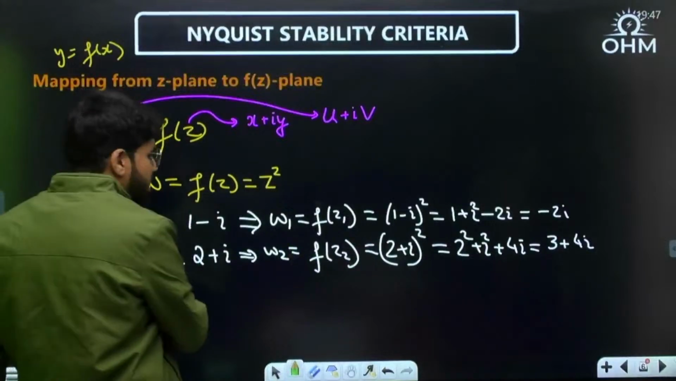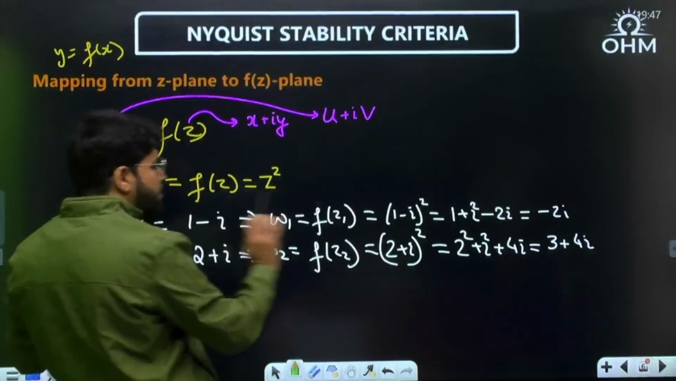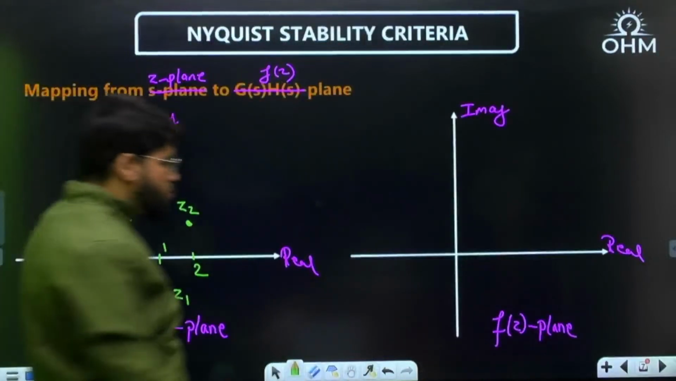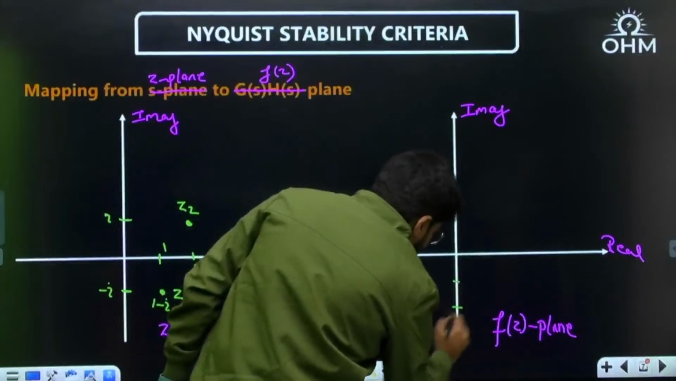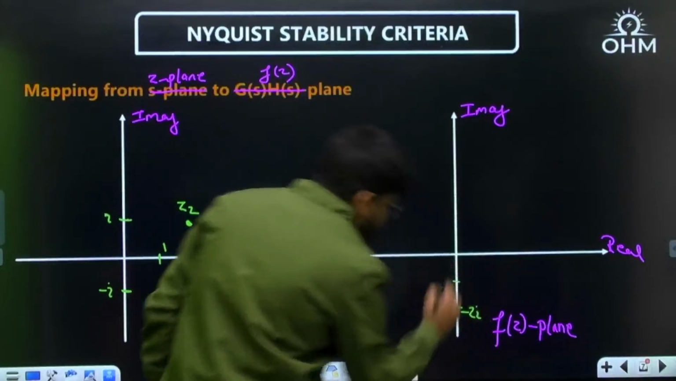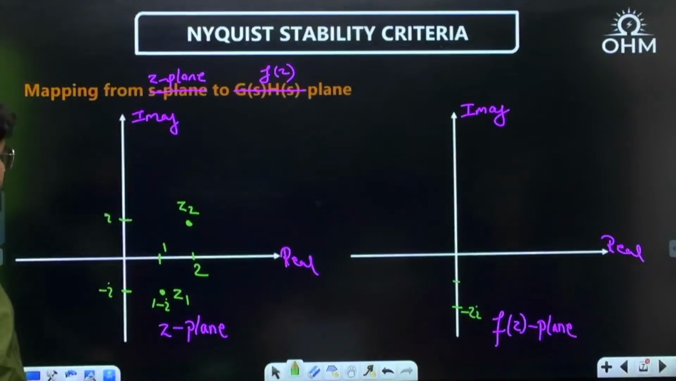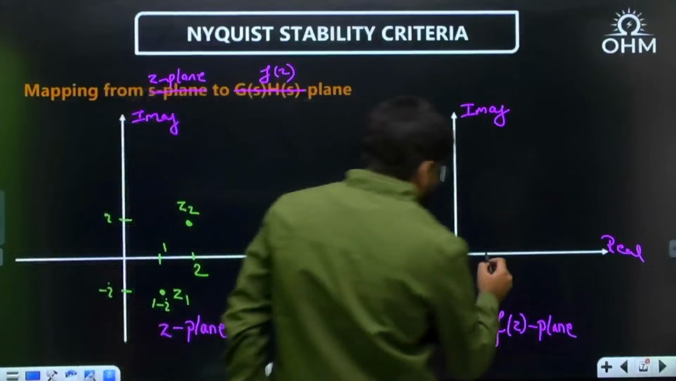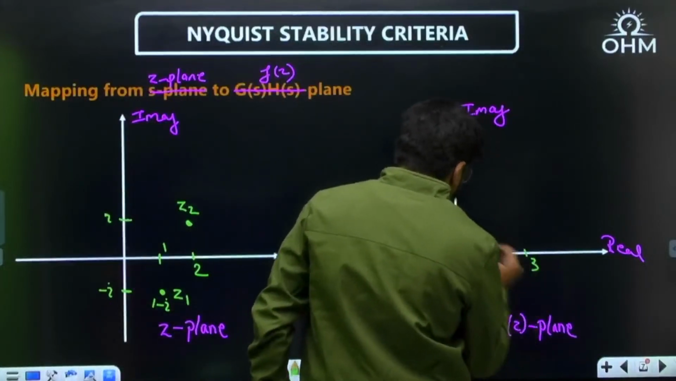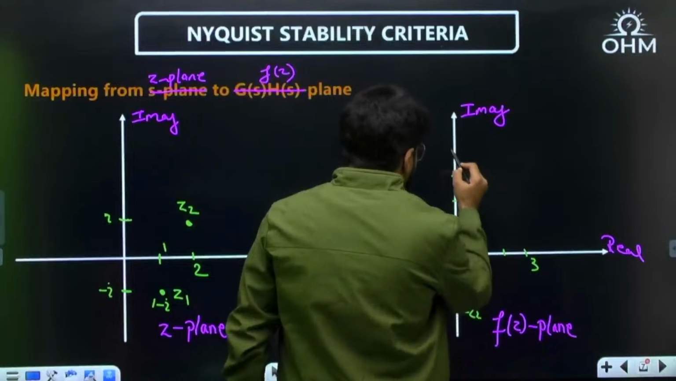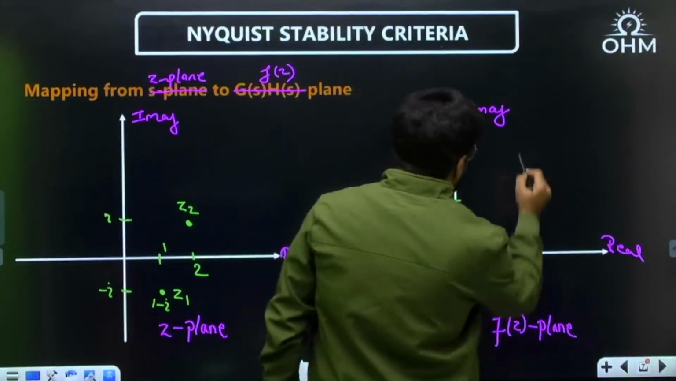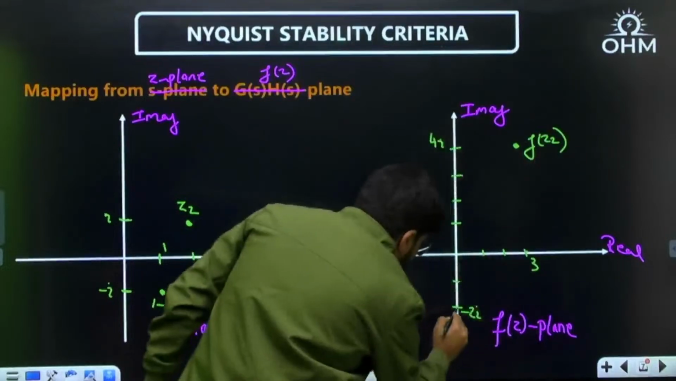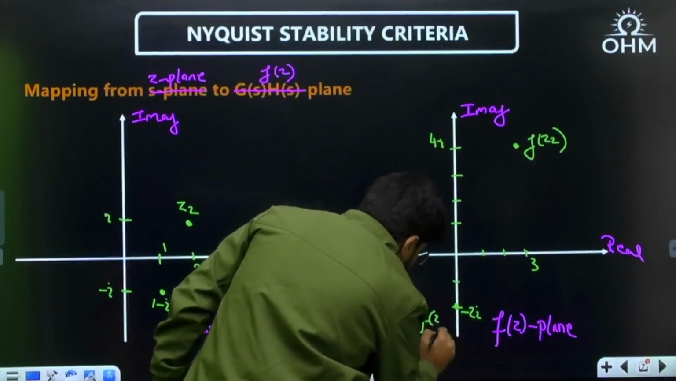So the first value: corresponding to Z1, what is my function value? Minus 2i. Minus 2i. This is my function value. Corresponding to the Z2 value, what is my function value? 3 plus 4i, some real part 3 and some imaginary part 4i. This is the f of Z2 value, and this is the f of Z1 value.